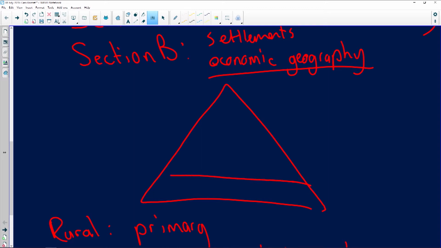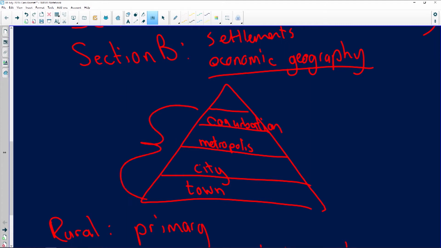Now, if I can remember correctly, we can divide it up. What's the smallest type of urban settlement? That's a town. And then we have a city. And then we have a metropolis. Then we have a conurbation. In South Africa, this is the only type of urban settlement we find. And the last one is a megalopolis, which we find usually in America or in Japan.